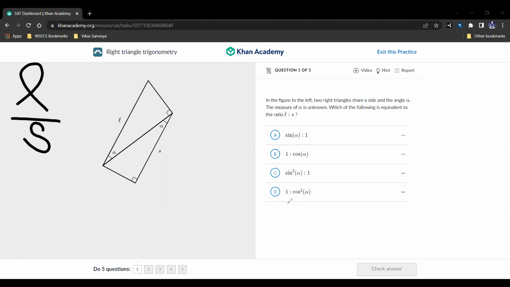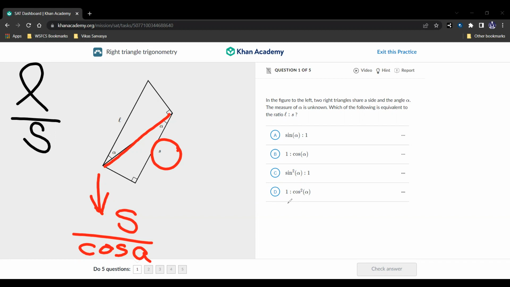Well, since this is A right here, and this is S, then this side length right here is going to be S over cosine of A. Right, so S over cosine of A is that side length because if we multiply S over cosine of A by the cosine of A, we get S, which is what this is, right? So adjacent over hypotenuse, as cosine should be.